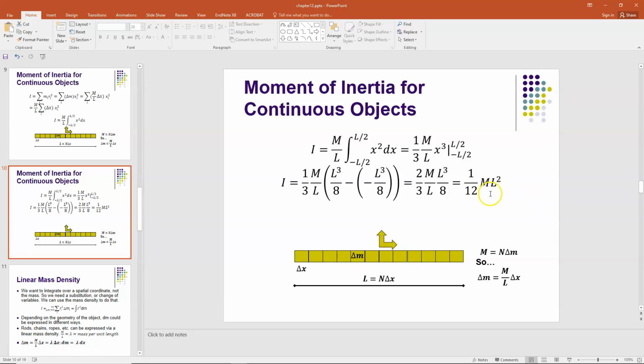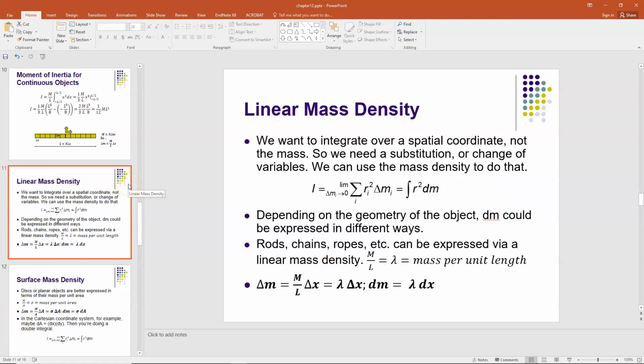Okay, now the idea that I've used here is actually changing my variable in an integration from being over a mass, dm, to a spatial coordinate. Okay? And I did that by using the idea of a linear mass density, okay? So this means that you're doing a substitution or a change of variables, and we do that because we want to switch to integrating over the spatial coordinate rather than the mass.